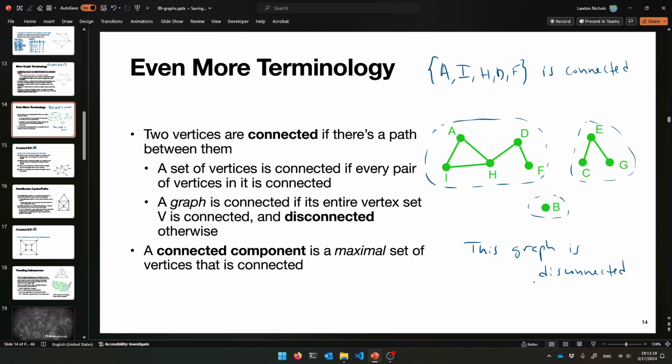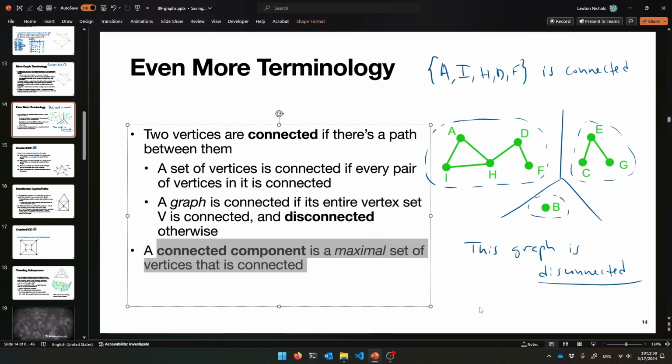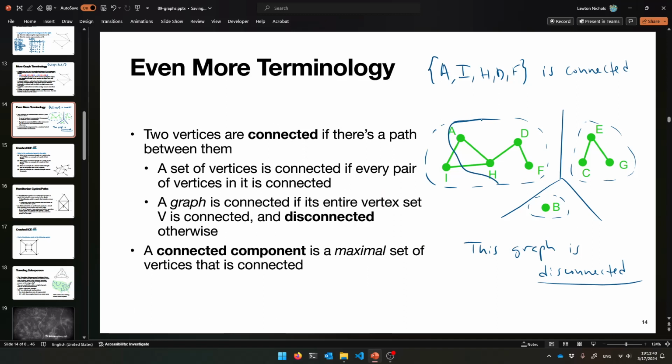And I hope you see the parallel between this and equivalence relations, because connectedness induces a partition of a graph, does it not? So we've partitioned the graph into pieces that are connected. Those pieces are called connected components. A connected component is a maximal set of vertices that's connected. So these guys missing out on the I, that's not a connected component. It's got to be maximal, as big as you could make it.